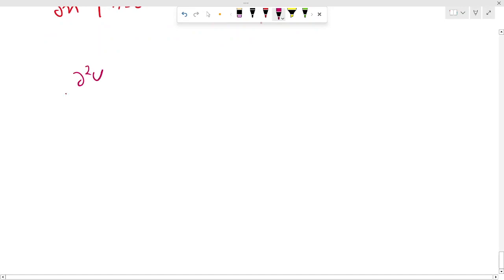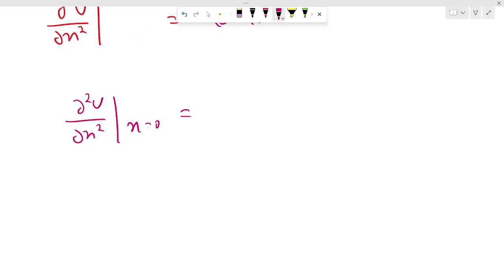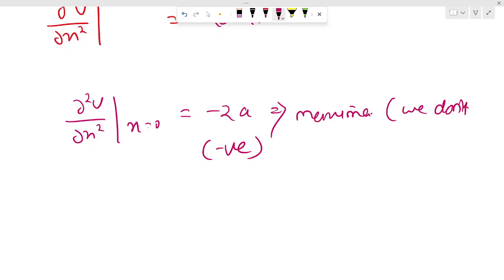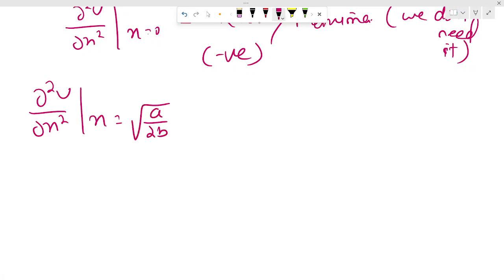So del square V upon del x square at x is equal to 0, how much will it become? At x is equal to 0 it will be equal to minus 2a. This is negative, so it is your maxima. It is your maxima and we don't need it. We don't need it because we need the stable point. For stable point, you have to calculate the minima. So we have another point for x, that is x is equal to root over a upon 2b.